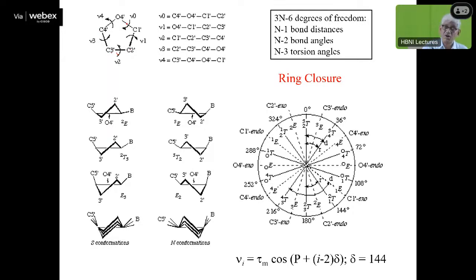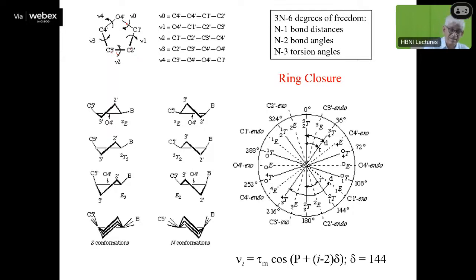Clearly, of course, all of them are not independent, but these are the torsion angles one can define. Nu3 is C2 prime, C3 prime, C4 prime, O4 prime. And also you can define a nu4, which is C3 prime, C4 prime, O4 prime, C1 prime. So there are five torsion angles you can define there. But of course, all of them are not independent. How do we know that they are not independent?